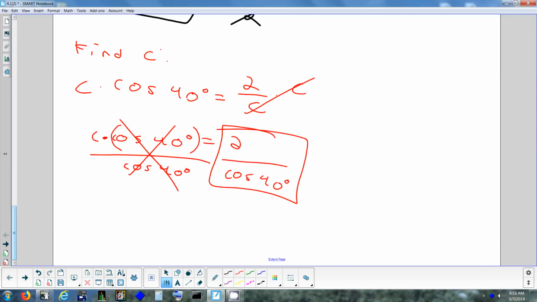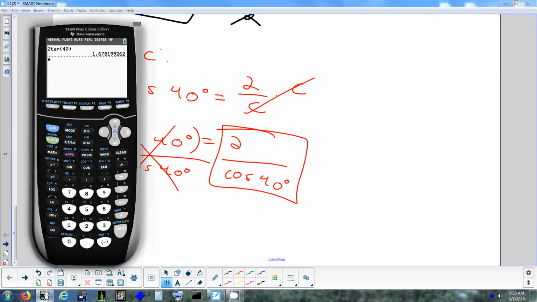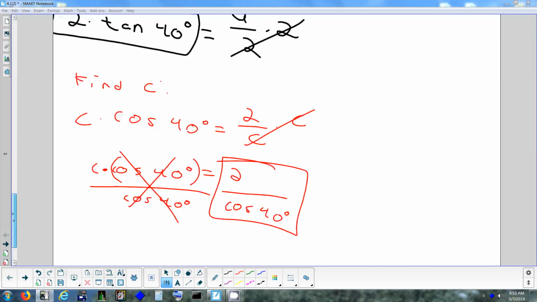So from now on, I'm just going to switch the letter in the bottom with what's on the other side. As long as you have a fraction set up like this, you can always switch x and z. You can always just switch those two, and you haven't done anything wrong. All right, so let's type that in. 2 divided by cosine 40. We get 2.61.